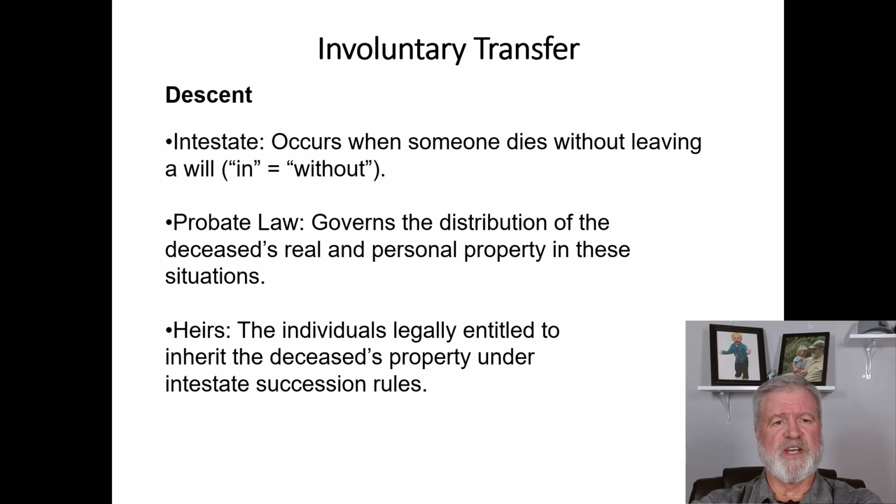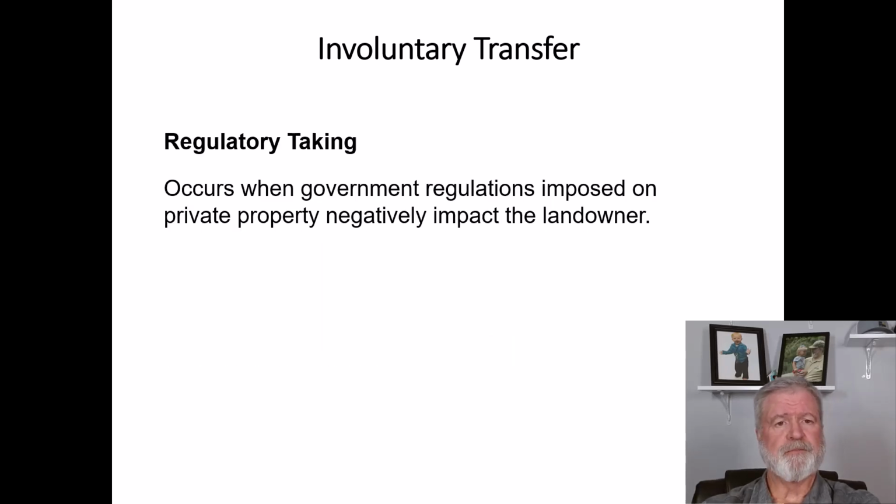But y'all, when we're talking about descent, again, intestate, when someone dies without the will, probate law governs the distribution of these deceased real and personal property. Y'all, hopefully there'll be heirs and it'll go directly to the heirs. Then there's something called regulatory taking. Y'all, I know I'm going through some of this kind of fast, mainly again because this is really just review. And again, just making you aware of different ways property can be involuntarily transferred.